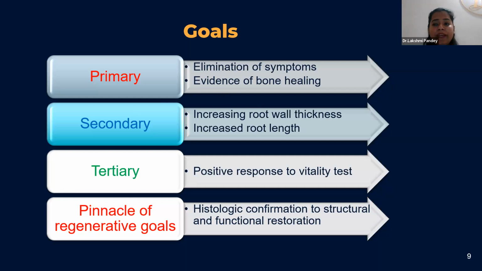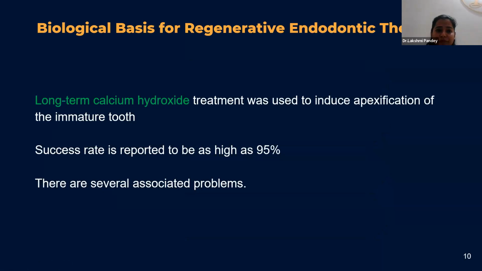It means that histologically, when you see the tooth, all the contents of the pulp, or the regenerative cells that are present in the pulp, will be present. Till now we have done up to tertiary, and till tertiary it's easy to do. When you talk about histological confirmation, it becomes very difficult, because to get a histological section you have to extract the tooth. So this is the problem.